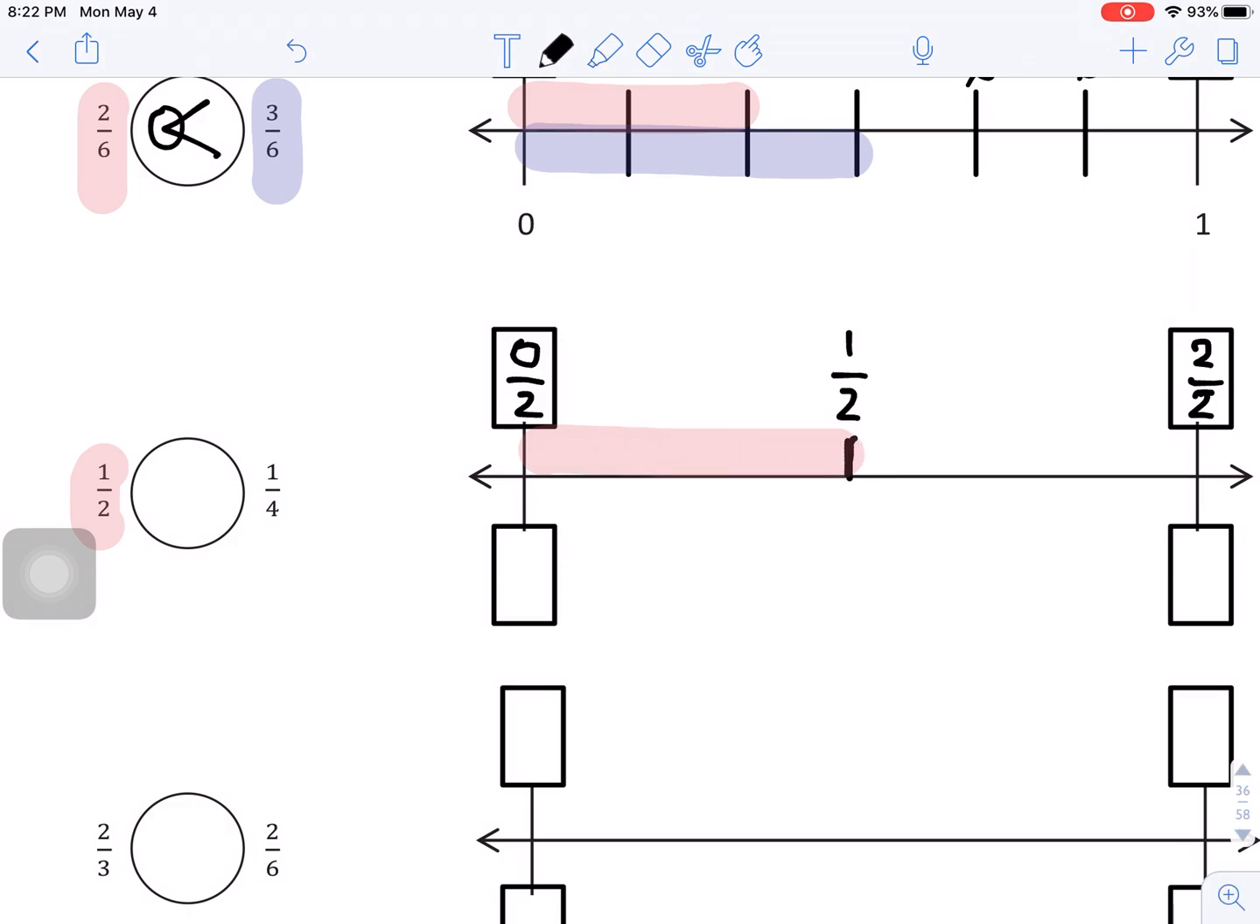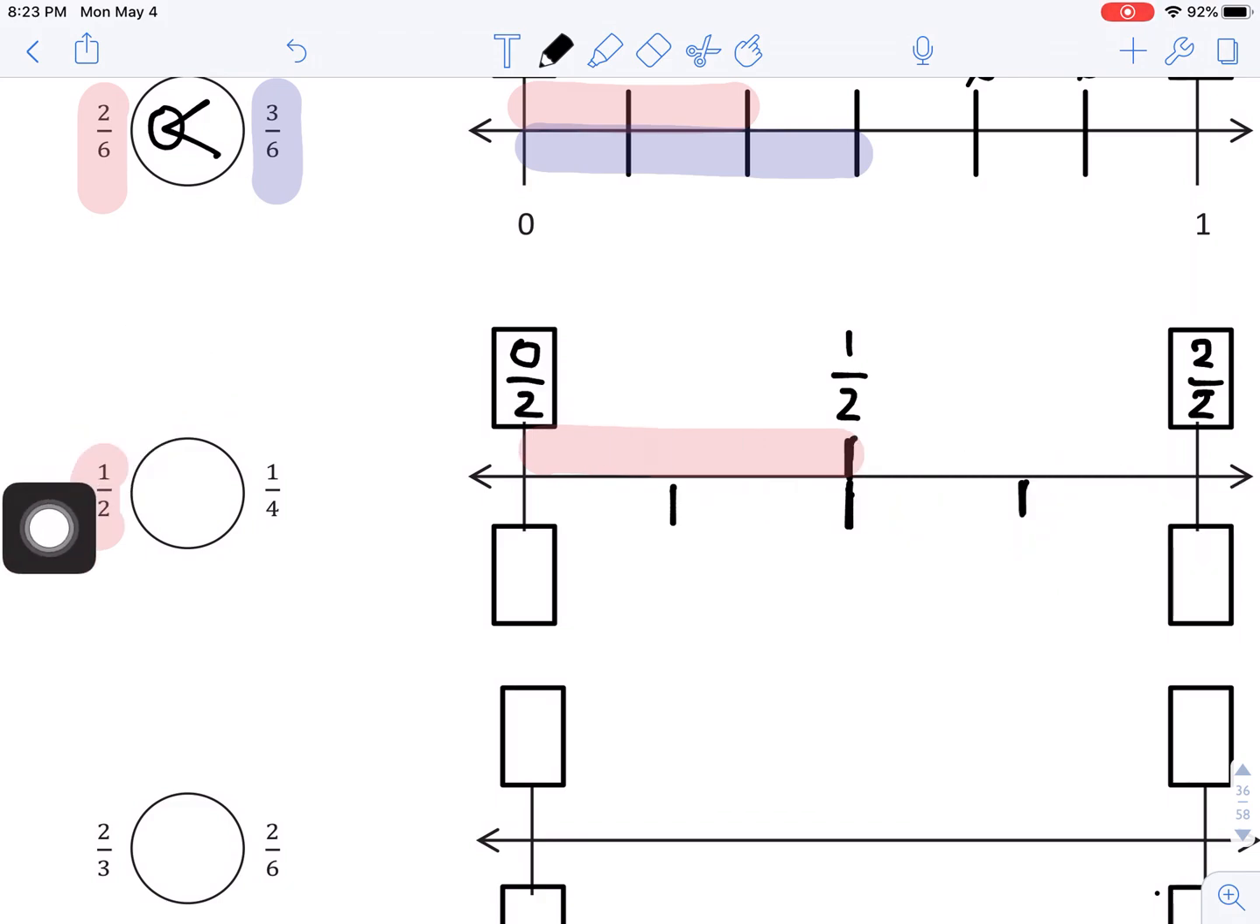Now I'm going to go to my fourths. Remember, if I want to divide a line into fourths, I'm going to draw 3 lines. But I also know that a fourth is an even number, so I'm going to break it in half first. Oh, look at that. And then I'm going to break that half in half. And now I have 1, 2, 3, 4 parts.